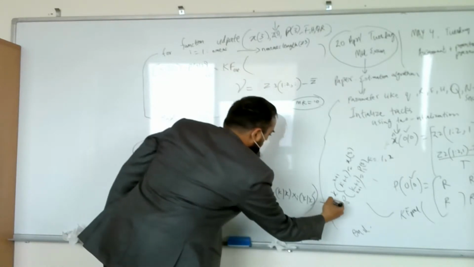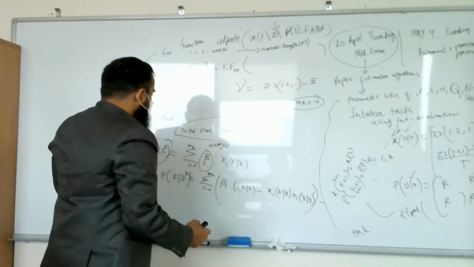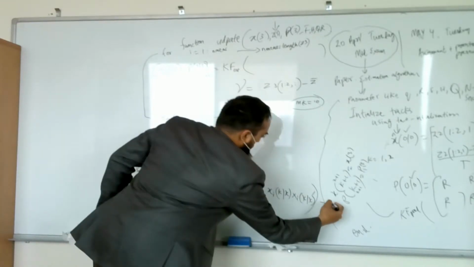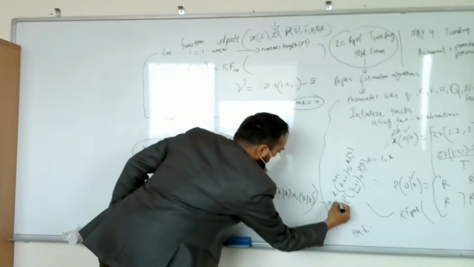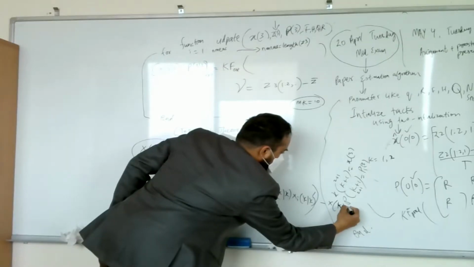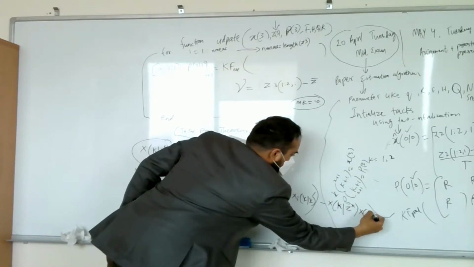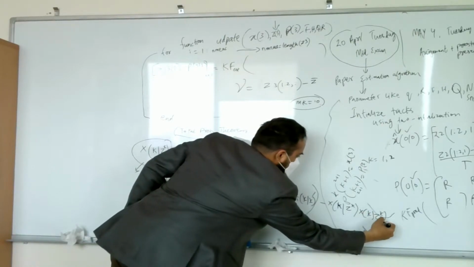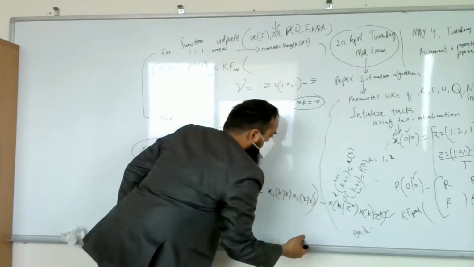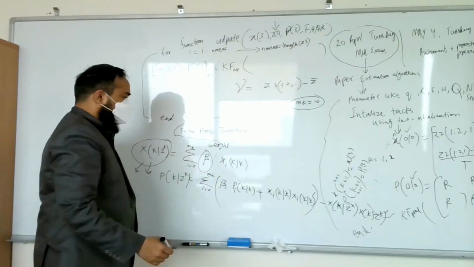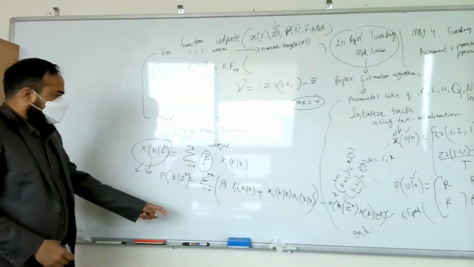And then minus this thing, x of k given z k, and x of k given z k transpose. This is the formula.